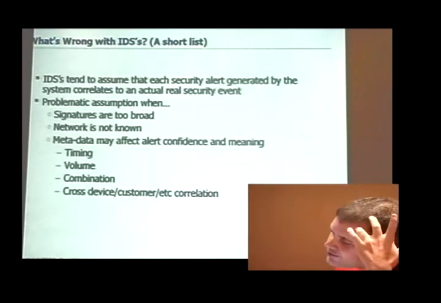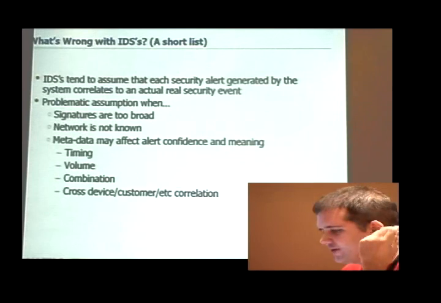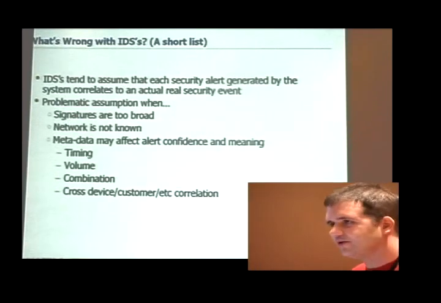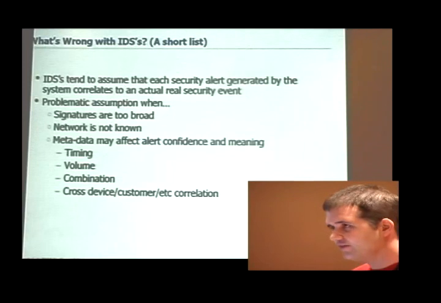Okay, so the short list of what's wrong with IDS, which most people are pretty familiar with. They tend to assume that each security alert generated by the system correlates to an actual security event. I mean, they're intrusion detection systems, after all, so everything they send up is going to be an intrusion. That's problematic. The signatures are too broad. They look for one thing, they catch 300. They don't really tokenize activity very well, typically.